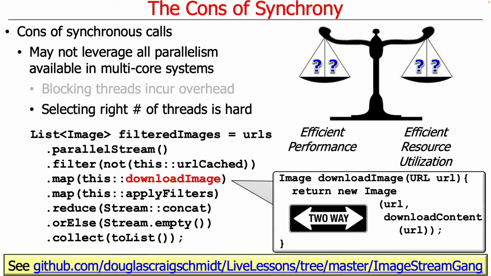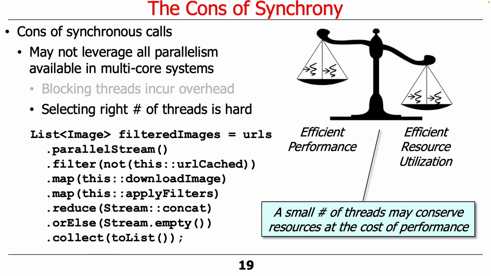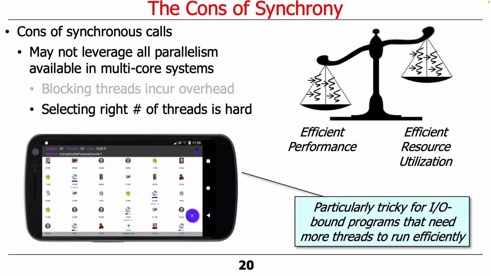So you either may want to optimize for efficiency and have a lot of threads, but then you'll end up using too many resources, or you might want to optimize for resources, but then things won't be as efficient. So if you have a large number of threads in the pool, that can be efficient, but you'll waste resources. If you have a small number of threads, you might be efficient resource-wise, but you'll end up with bad performance. So that's a tough choice to make.